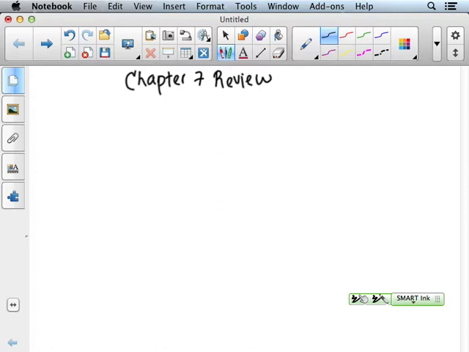So here's an explanation of the answer key from the Chapter 7 review. Number 1 asks you to simplify the square root of 180. So what you're going to do here is make your factor tree.